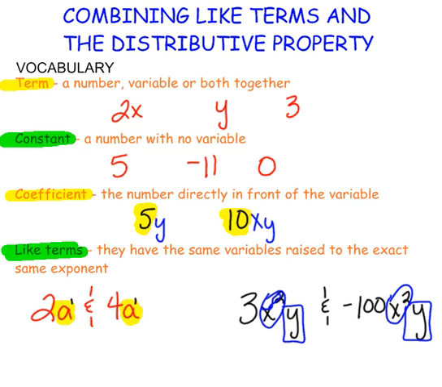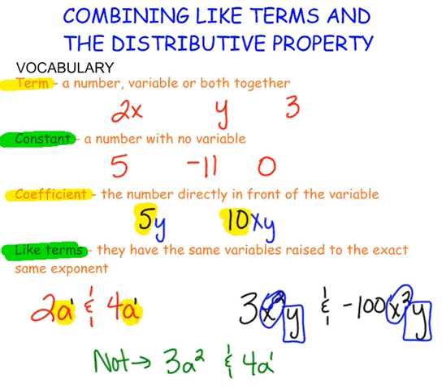So these are considered like terms. They have the same variables, x and y, and they're both raised to the same exponent. Let me show you one that is not a like term. So not: 3a squared and 4a. These are not like terms. Now, granted, they have the same variable. There's an a here and there's an a here, but they do not have the same exponent. This is a squared. This is a to the first power. So these are not like terms. It just is what it is.